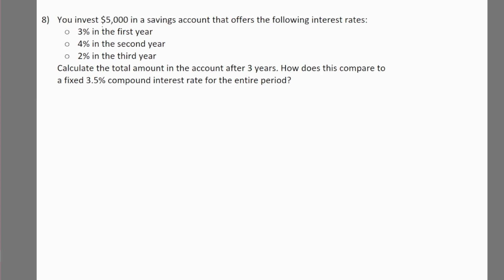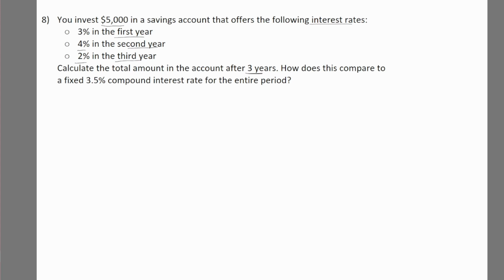You invest $5,000 in a savings account that offers the following interest rates: 3% in the first year, 4% in the second year, and 2% in the third year. Calculate the total amount in the account after 3 years. And how does this compare to a fixed 3.5% compound interest for the entire period?